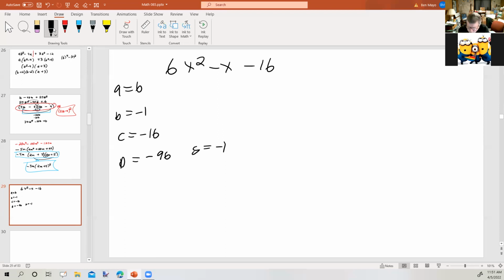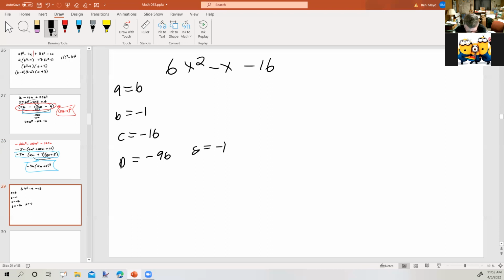A is 6, B is -1, C is -16, product is -96, sum is -1. I need two numbers whose product is -96 and whose sum is -1. So this is what this tells me. I'm looking for a positive number and a negative number, one of each. But when I add them together, it comes out -1, which means those two numbers, their absolute values, if you will, are just 1 apart.